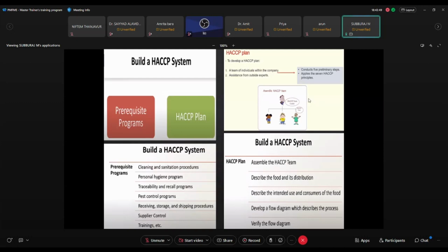Then if we are thinking about developing the HACCP plan, we have to think about the team of individuals in the company. There are 5 steps and 7 principles that they have to try to apply. What is the HACCP plan? First thing is to assemble the HACCP team, describe the food and its distribution, describe the intended use and consumer of the food, develop a flow diagram which describes the process, and verify the flow diagram. These are very, very important and mandatory for the HACCP system.